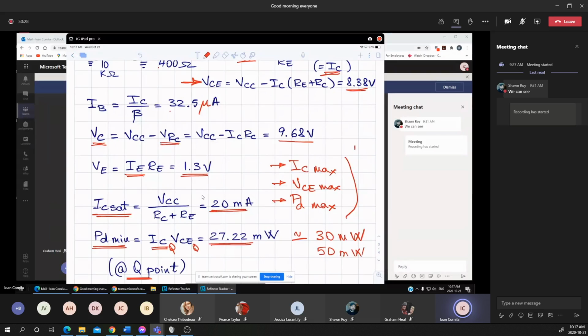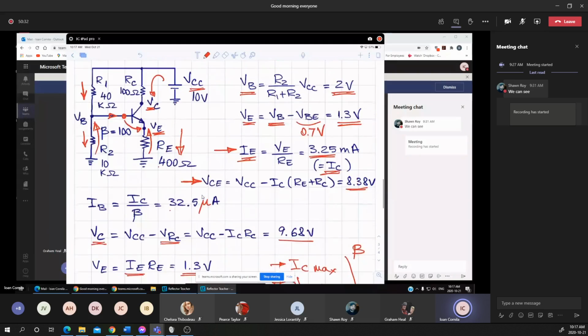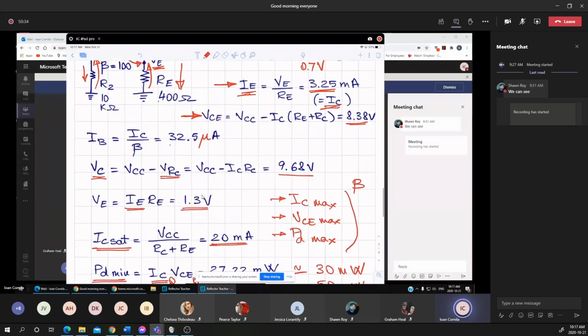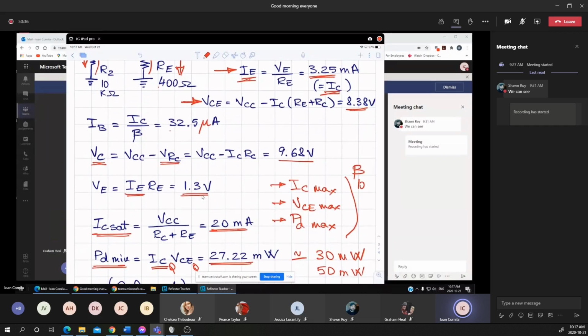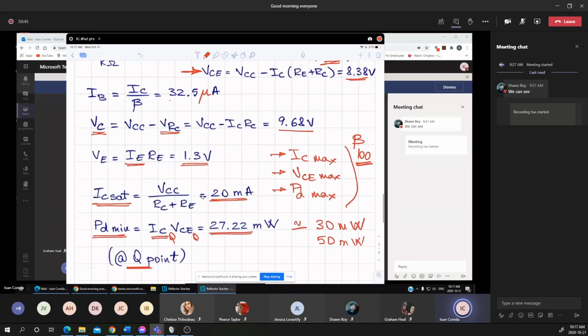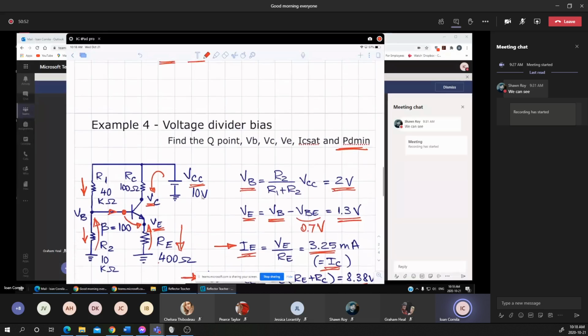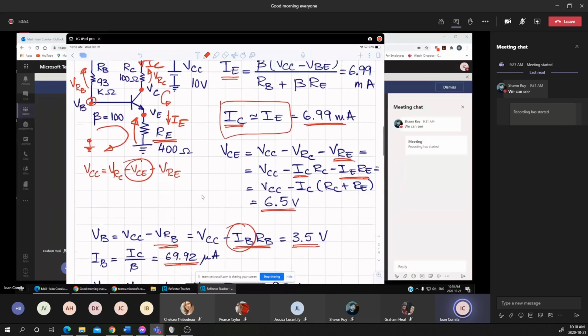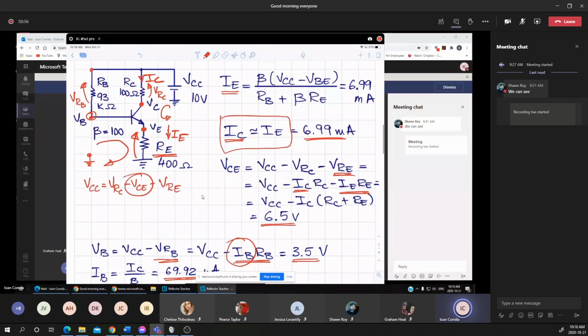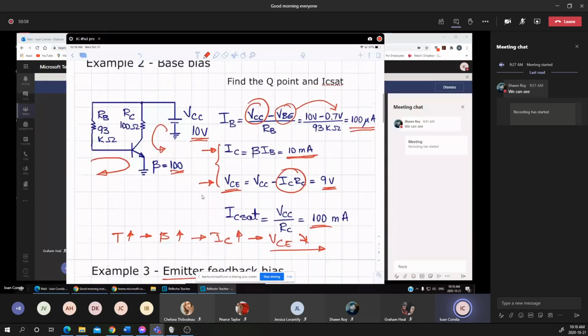At the same time, looking for the beta, because we use the beta as equal to 100, means that I can use any transistor that is in this range, around 100, without making a huge difference in our calculations or in our circuits. Any questions at this point?